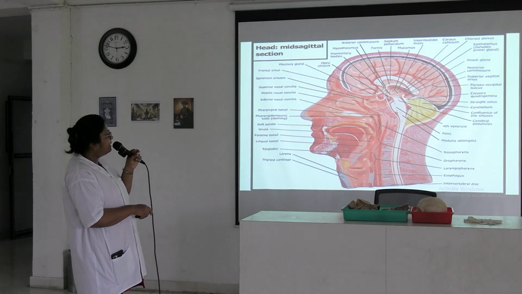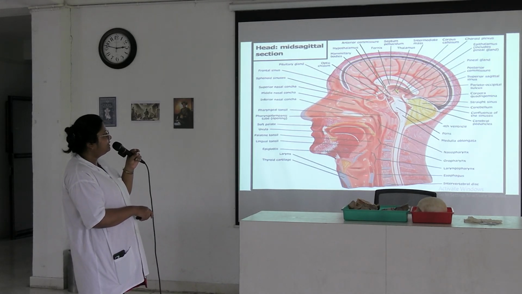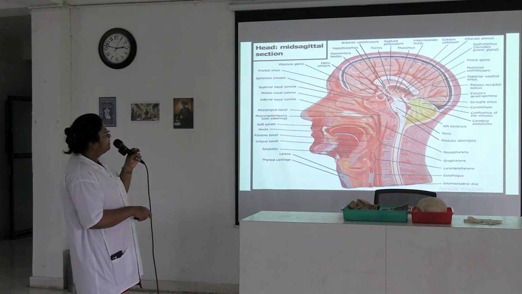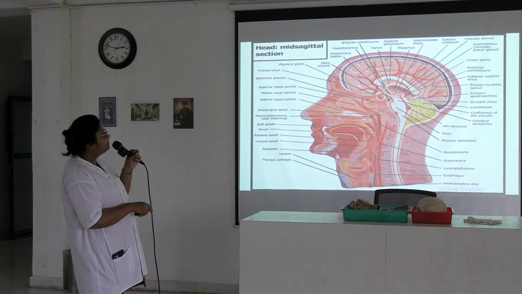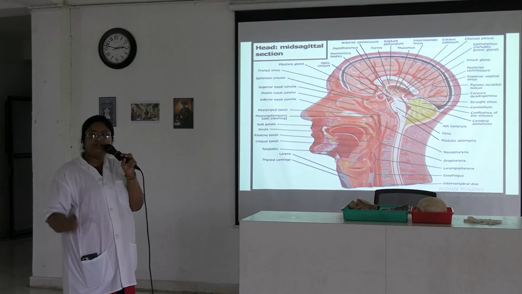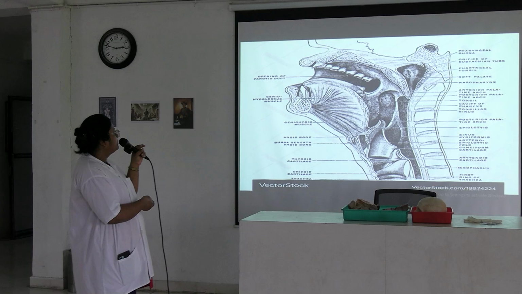Here will be the pyriform fossa lateral to the aryepiglottic folds. All these structures today we will see, and sections of the brain, if available in the viscera, we will see tomorrow.